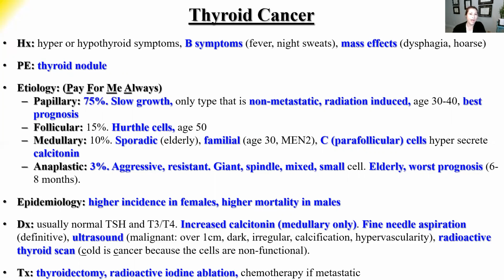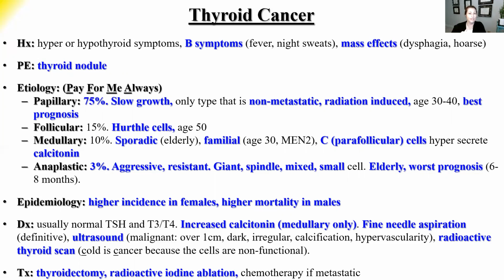This can either be sporadic, which occurs in the elderly, or familial, associated with multiple endocrine neoplasia type 2, which we'll talk about at the end of this lecture. This is made up of the C, or the parafollicular cells. So don't get confused when you think follicular cancer, parafollicular cells. Remember, follicular is Hürthle, medullary is parafollicular cells. This one is also associated with the hypersecretion of calcitonin.